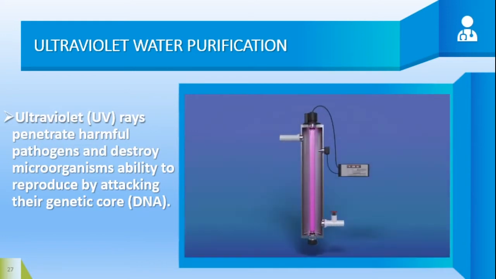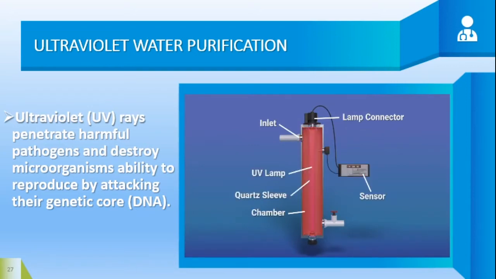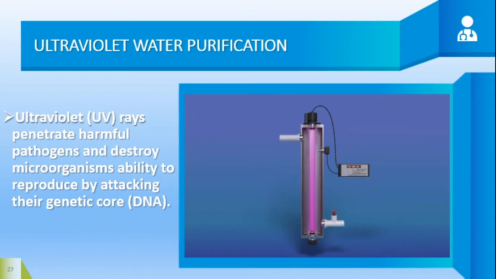A UV light water treatment system allows water to flow around a UV lamp, inactivating bacterial cells. Just like rays from the sun, this concentrated UV light can be dangerous, so the system includes a protective case. The UV radiation will not have a residual impact on the water.